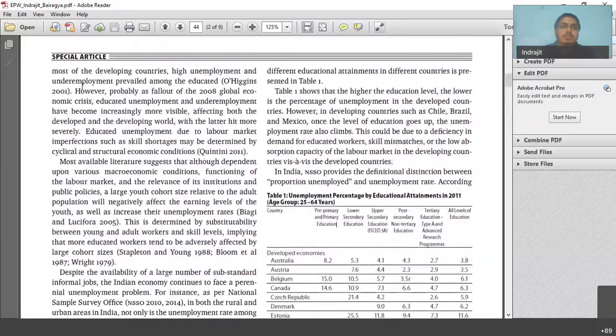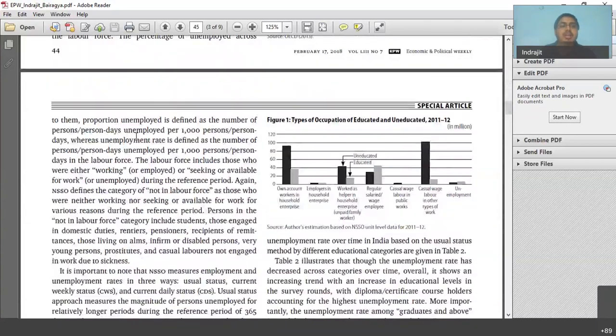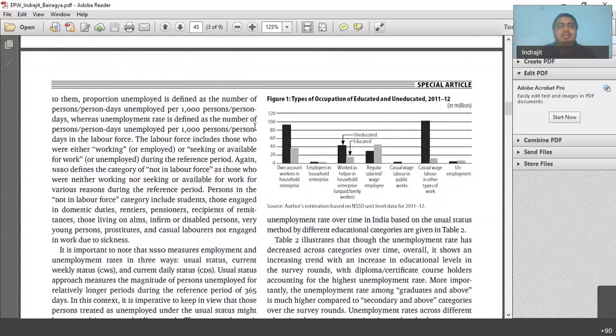Accordingly, most of the developing countries are high on, according to them, proportion unemployed is defined as the number of persons or percent days unemployed per 1,000 persons or percent days, whereas unemployment rate is defined as the number of persons or percent days unemployed per 1,000 persons or percent days in the labor force.